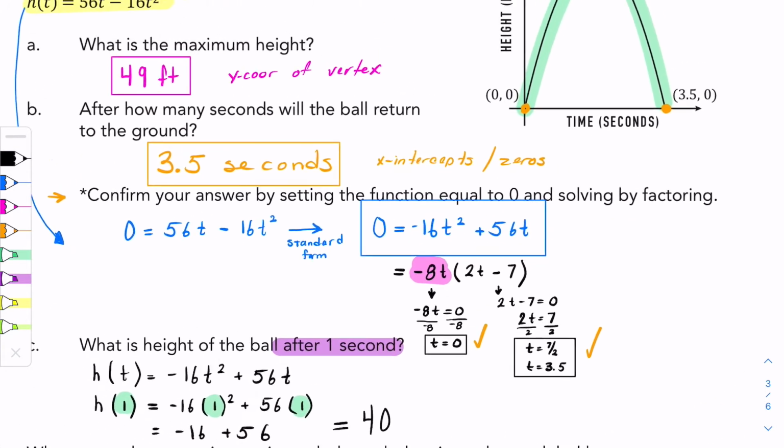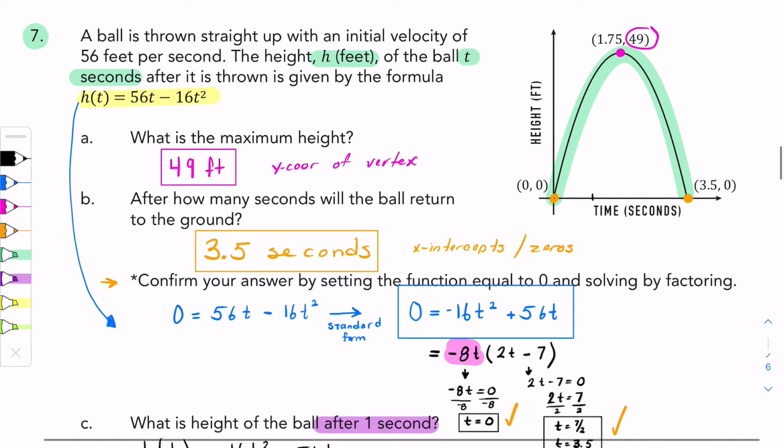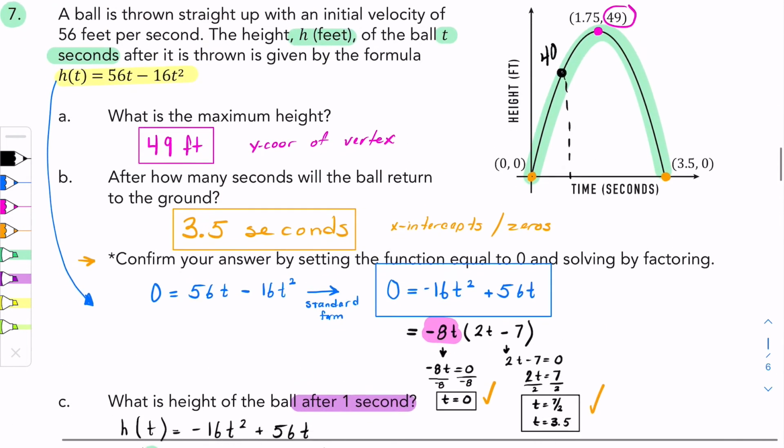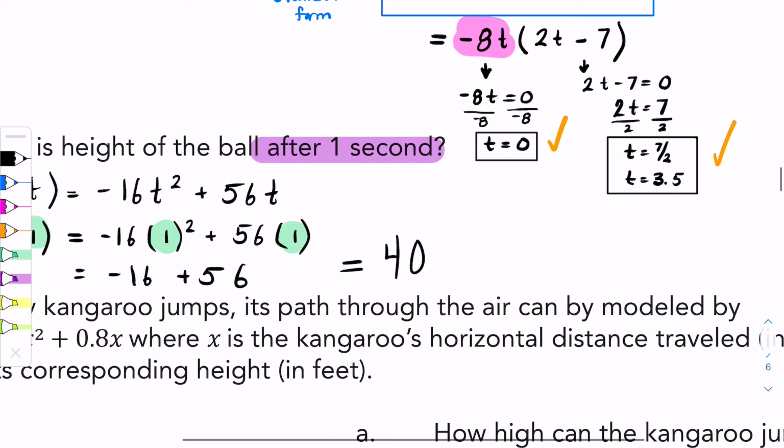So at 1 second, which is somewhere approximately here, the height of this ball is at approximately, actually it's not approximate, it's an exact answer. We just found an exact answer. The height of the ball is at 40 feet.